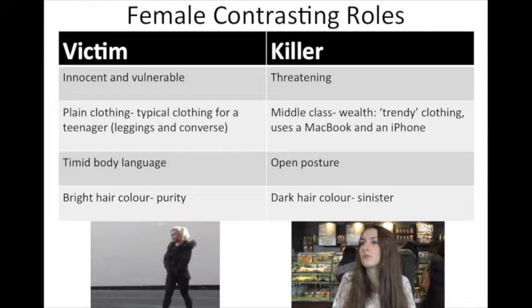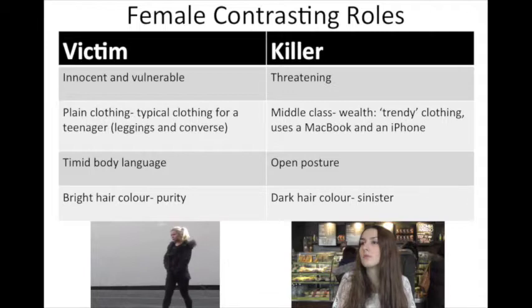The victim appears to be innocent and vulnerable, and has plain clothing, which is quite typical for a teenager, such as leggings and Converse. She also has timid body language, and also has bright hair colour, which represents her purity. Although the killer is quite threatening, and has a middle-class background, and is quite wealthy and has trendy clothing, and she also uses a MacBook and an iPhone.